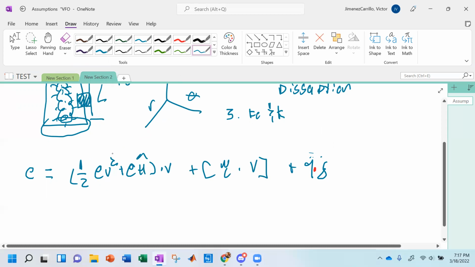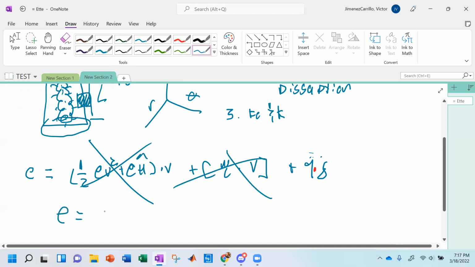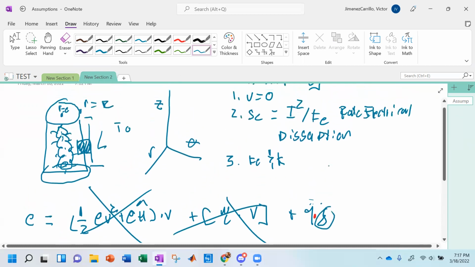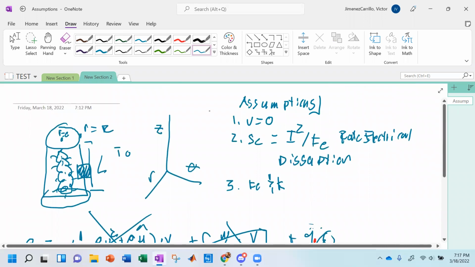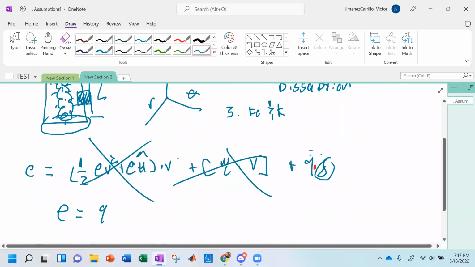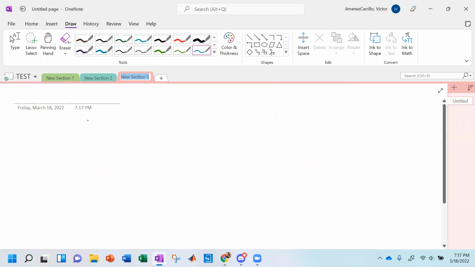Okay. So as Madeline and Dominic used their brains to point out, these go away. So E is literally just Q. And the reason why they go away is because of all the assumptions that we have. So V equals 0, and this assumption comes from the fact that we have no flow in our system. There's no flow anywhere. We'll get to the problem in a second. Does this make sense for everybody?